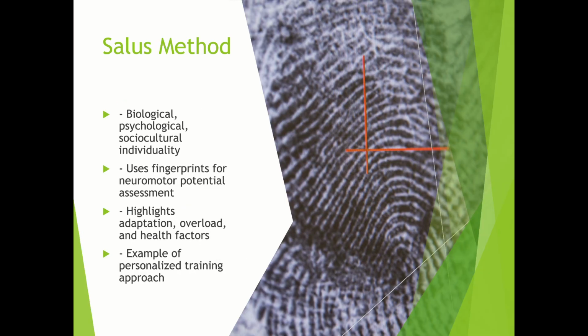And now, the SALIS method. The SALIS method is a more holistic approach to client assessment. It considers not just biological factors, but also psychological and sociocultural aspects. This method even uses fingerprints to estimate neuromotor potential, which shows how unique and individualized every client's fitness plan can be.